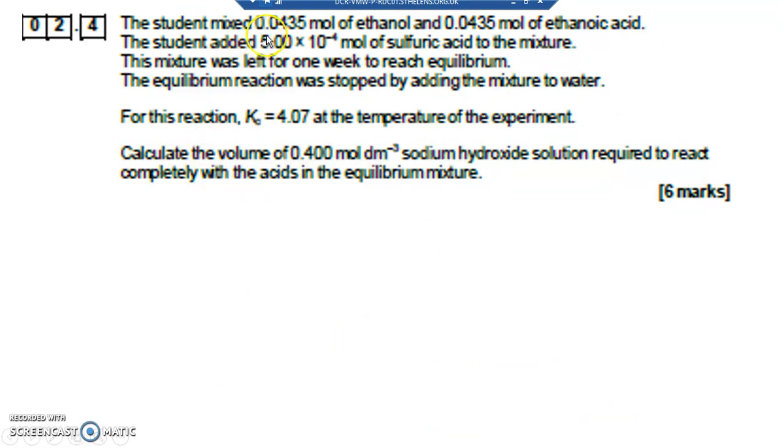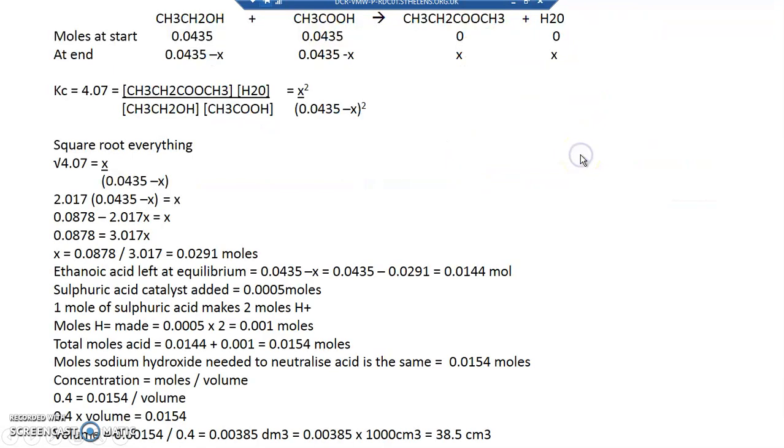A student mixed 0.435 moles of ethanol and 0.435 moles of ethanoic acid and then used 5.00 times 10 to the minus 4 moles of sulfuric acid in the mixture as well. The mixture is left for a week to reach equilibrium. The equilibrium reaction was stopped by adding the mixture to water. The Kc, the equilibrium constant, was 4.07. Calculate the volume of 0.4 mol dm to the minus 3 sodium hydroxide required to react completely.